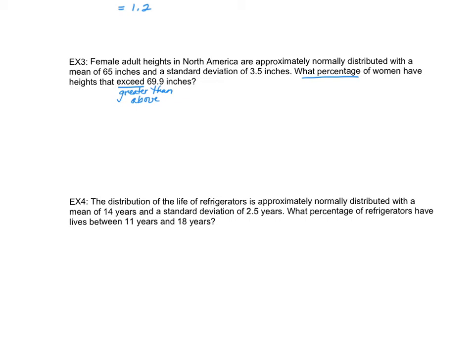So think about that. The 69.9 inches, that height is a data item. The 65 inches is the mean. The standard deviation is 3.5. I don't have a z-score. To use the z-score percentile table, I have to first compute the z-score for a height of 69.9 inches. So that's 69.9 minus the mean of 65 over the standard deviation of 3.5. When I plug that in my calculator, I get a positive 1.4.